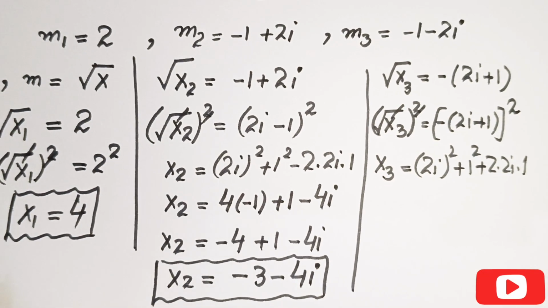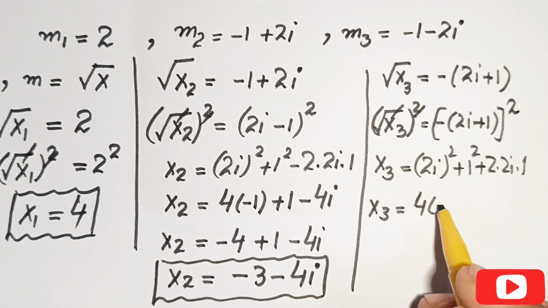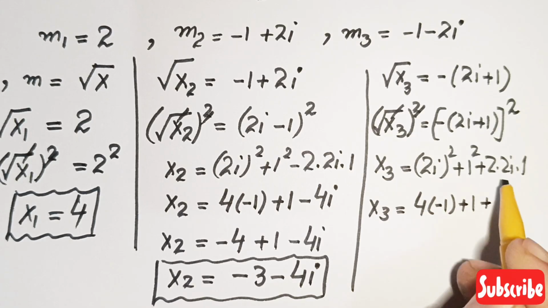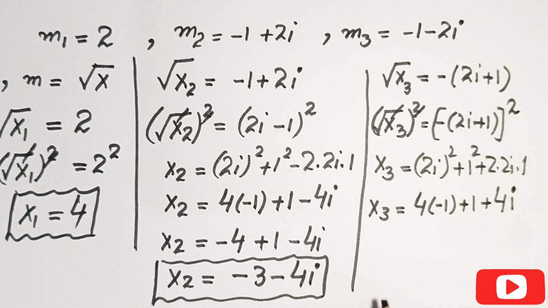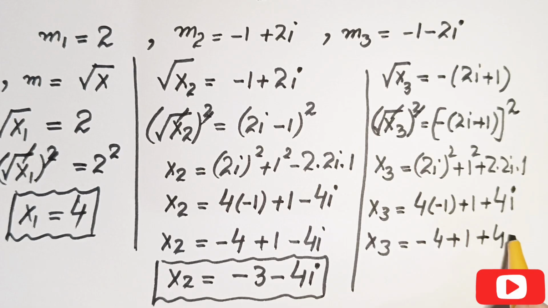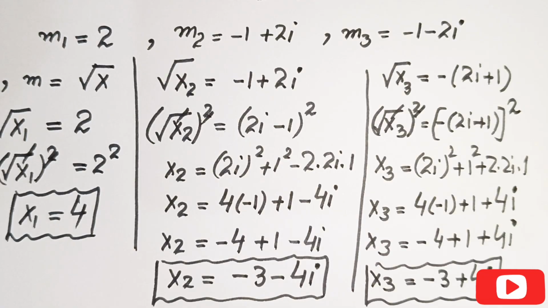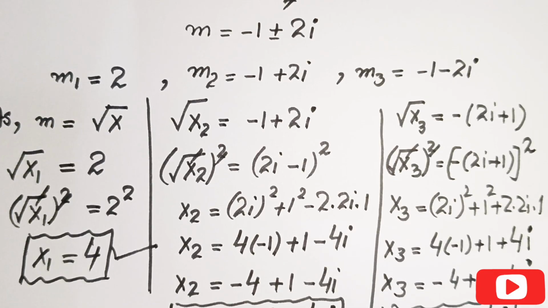Now we have x3 is equal to 2 squared is 4, i squared is minus 1, plus 1, plus 2 times 2, 4i. Here x3 is equal to minus 4 plus 1 plus 4i. So we have the final value of x3, that is minus 3 plus 4i. It is our third value of x. Now our final answer is: it is our first value of x, it is our second value of x, and it is our third value of x. So it's our final answer.